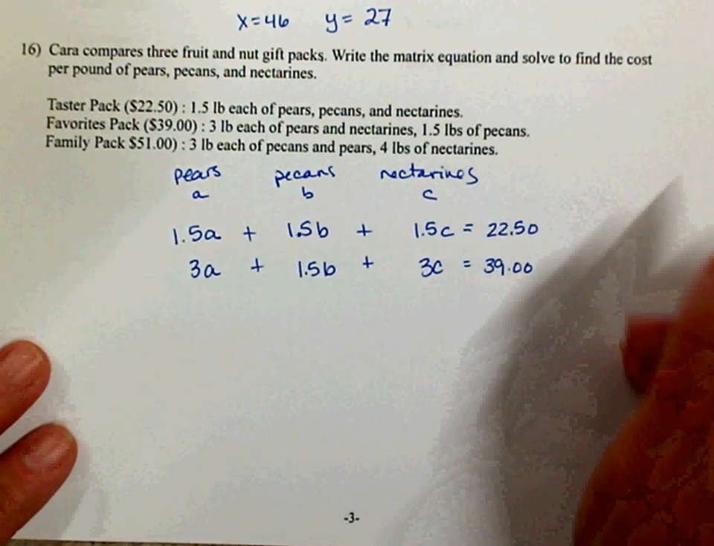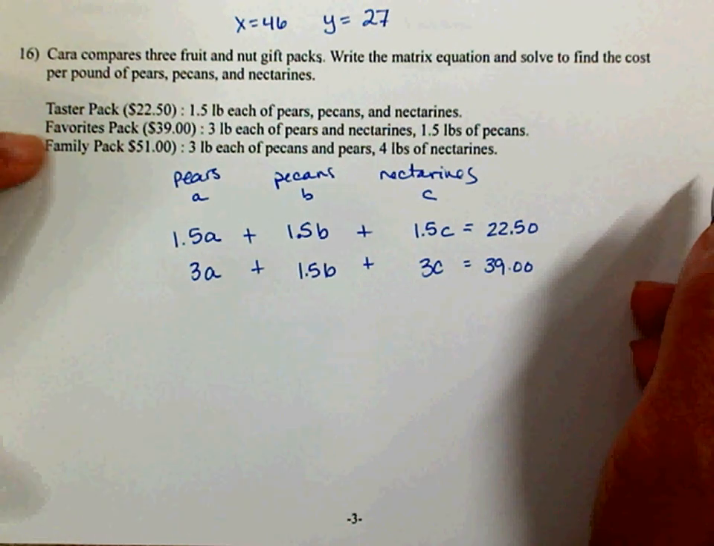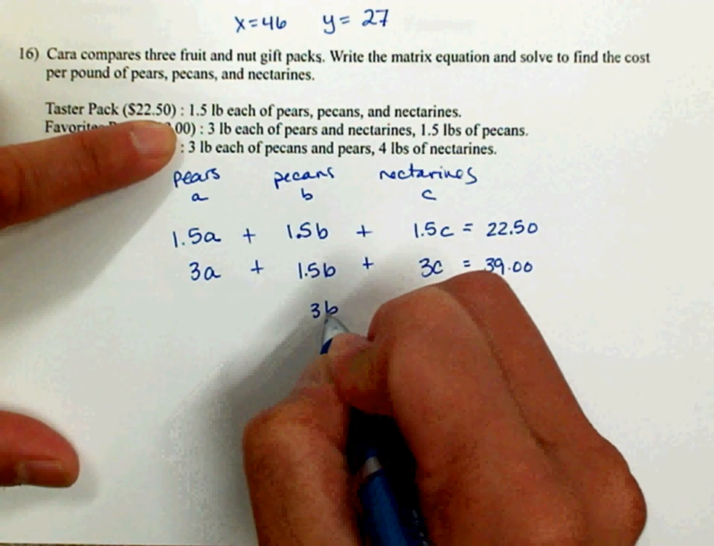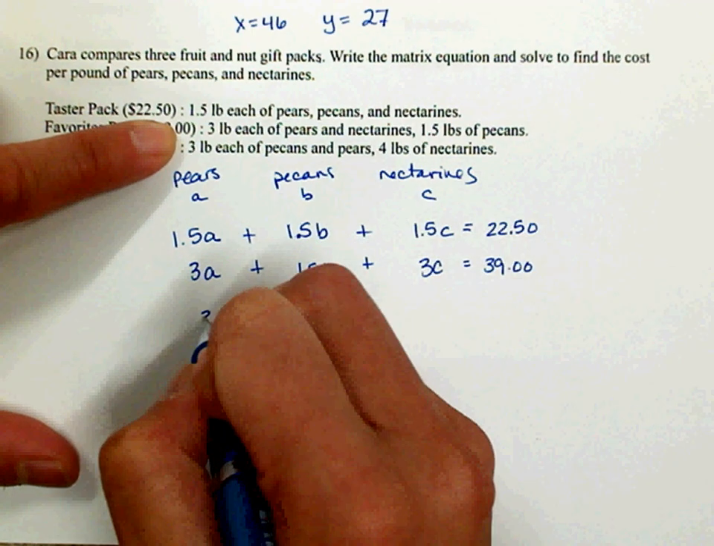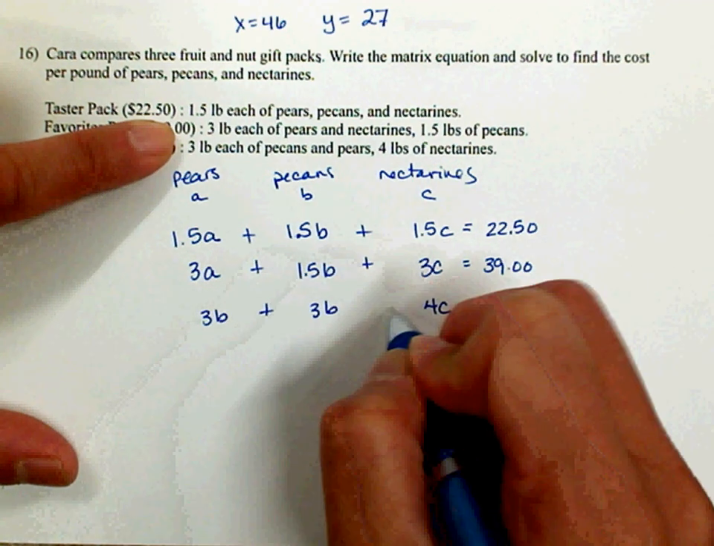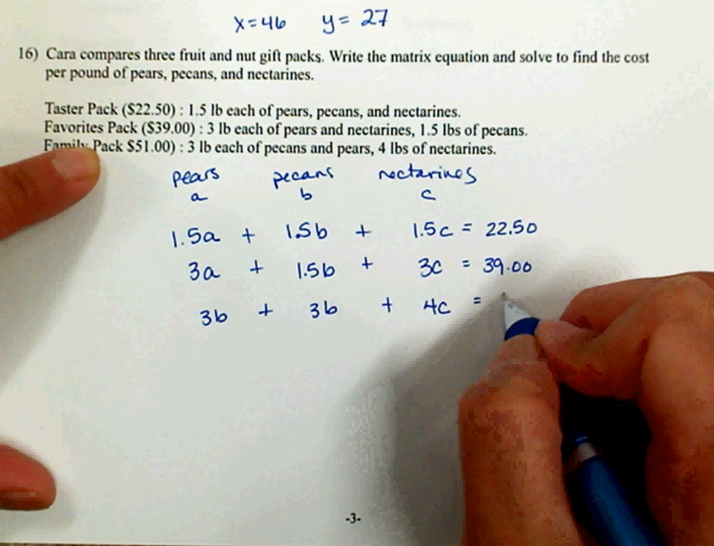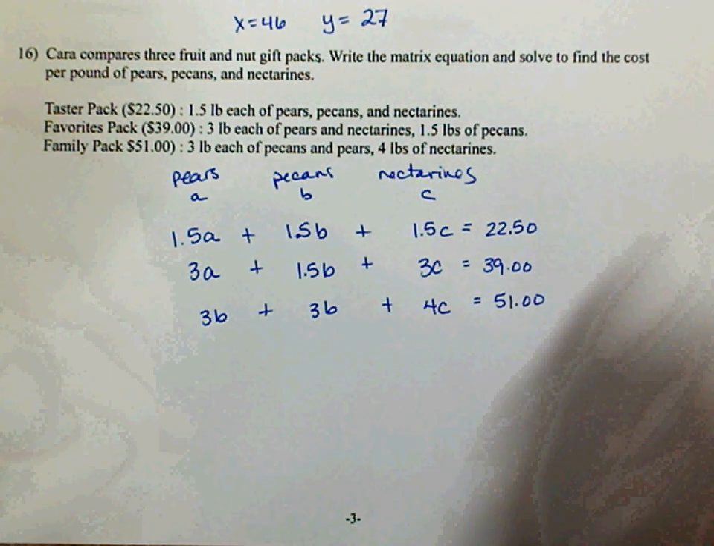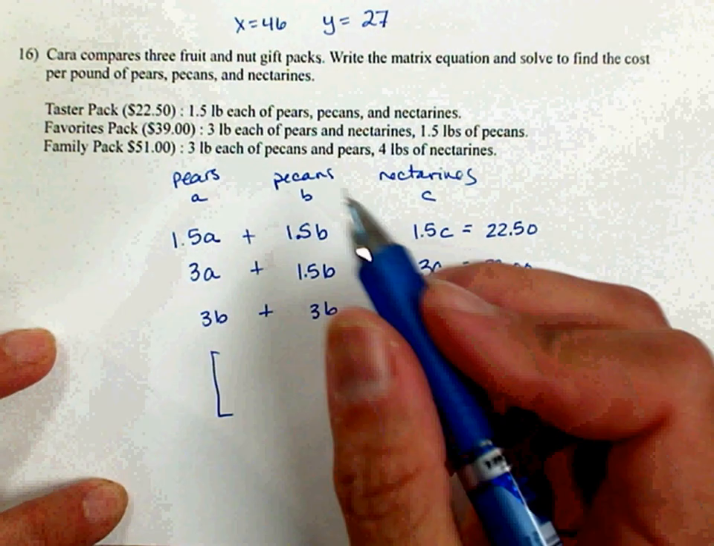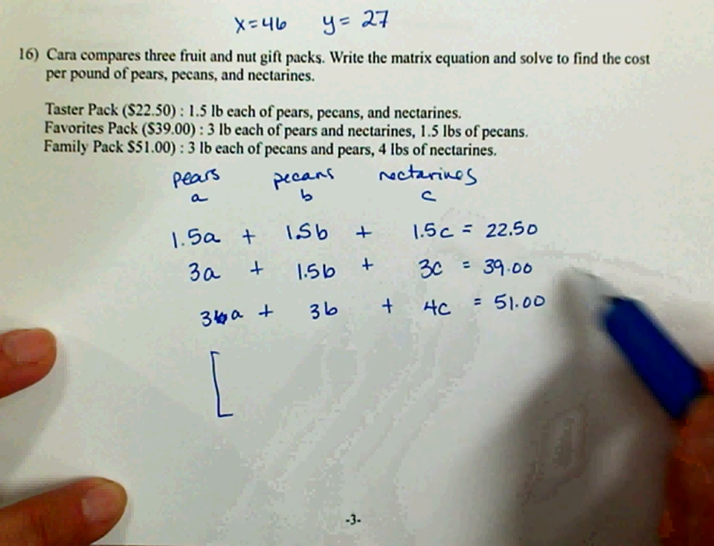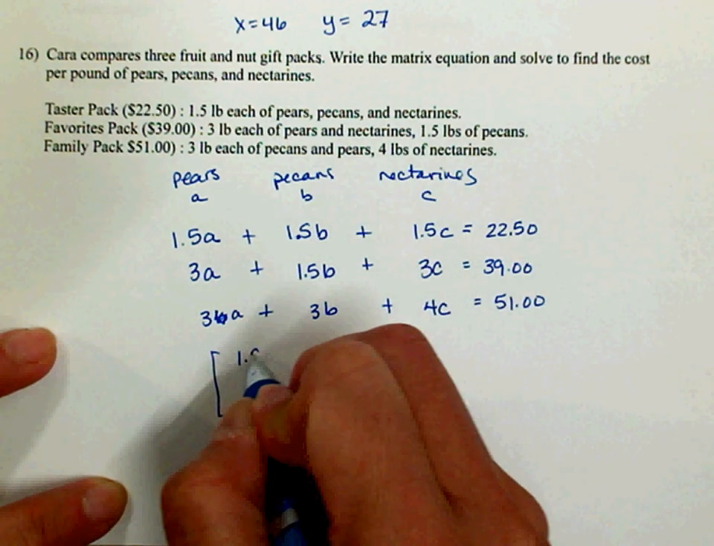Alright. The family pack. I have 3 pounds of pecans, so here's pecans. And 3 pounds of pears, so it goes over here. 4 pounds of nectarine, and when I add that all up, the value of that is $51. Alright, so now you have your 3 equations. Oop, that should say A. My apologies. All A's, all B's, all C's, and all constants lined up. Write your matrix.